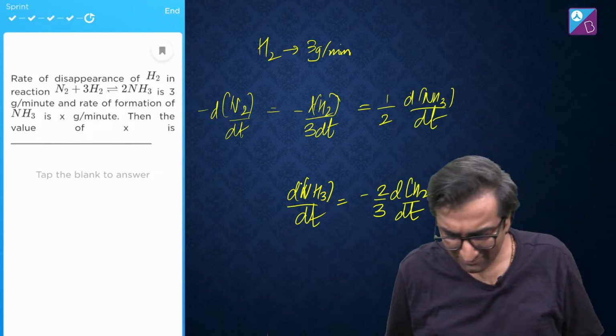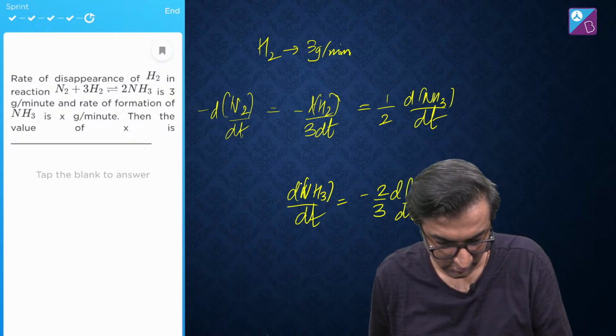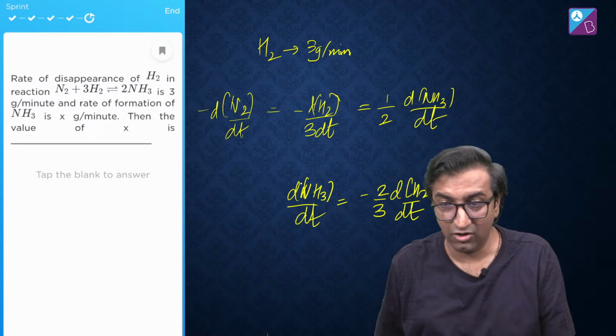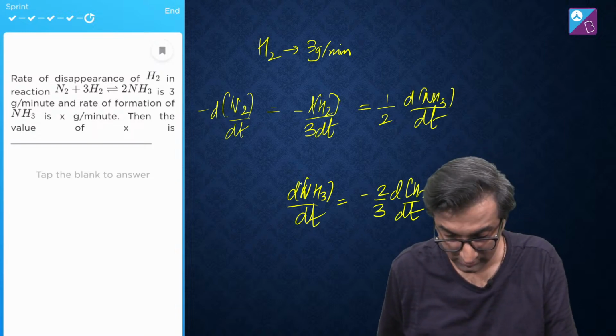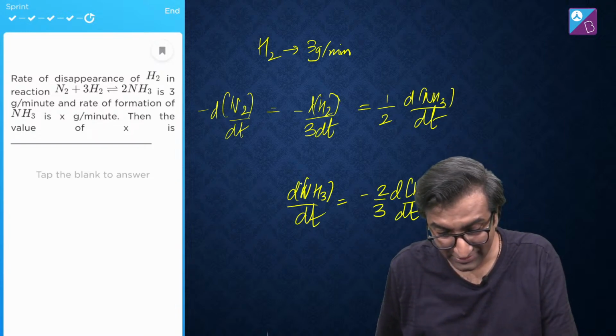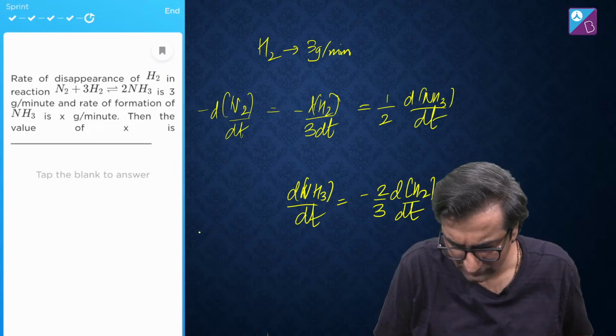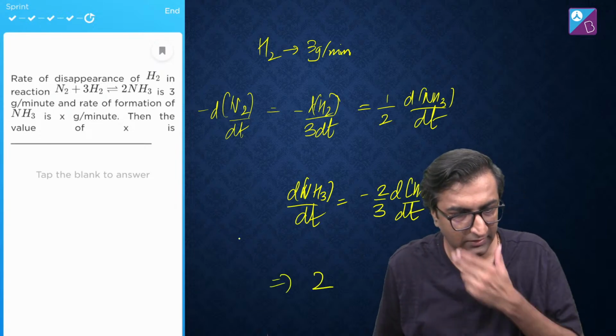ओ राम, मेरे हिसाब से नाइट्रोजन, H2 दिया है ना, नॉट नाइट्रोजन. H2 का दिया है टू बी 3. करेक्ट? अगर H2 का दिया है 3, then this should be 2 by 3, which is equal to 2. What do you think? है ना?